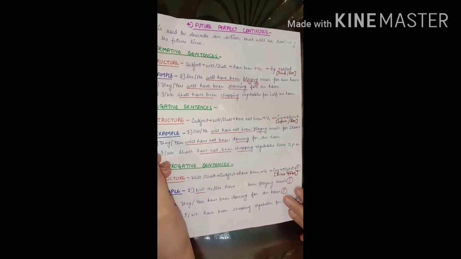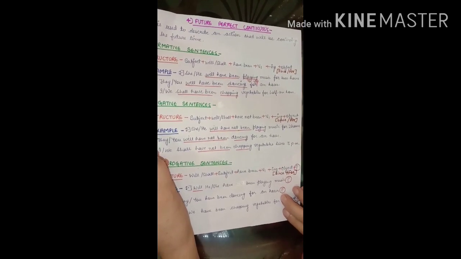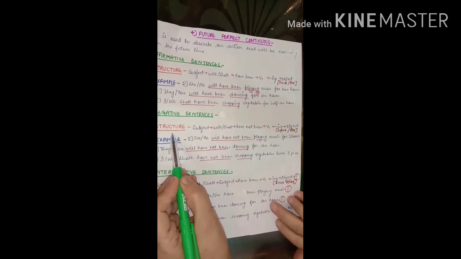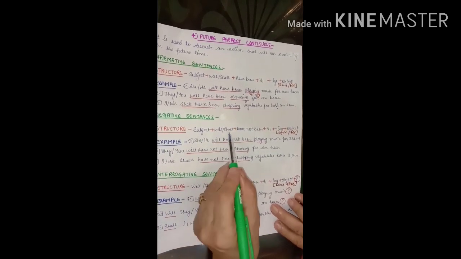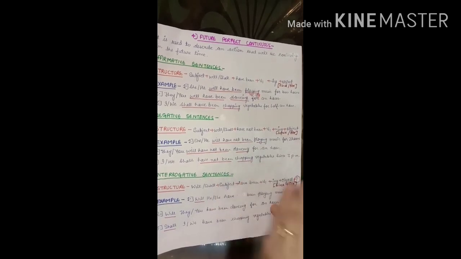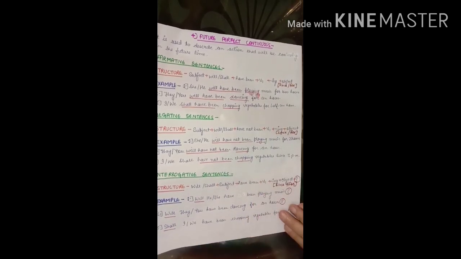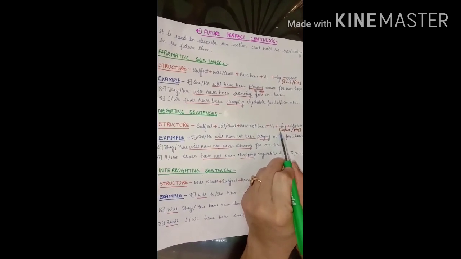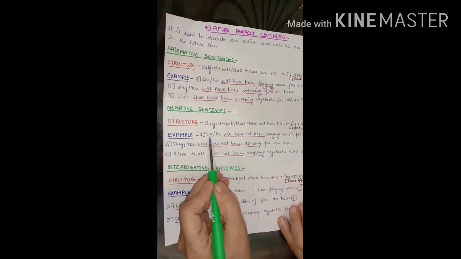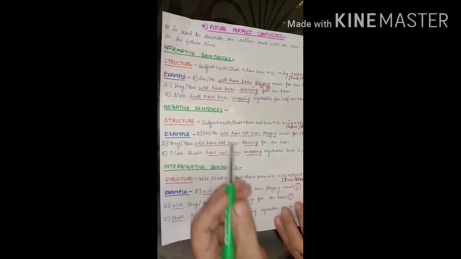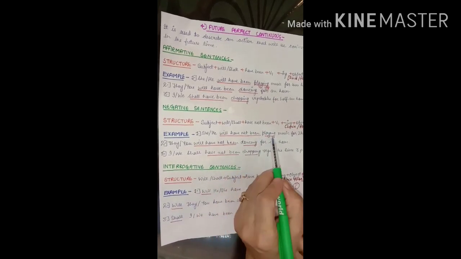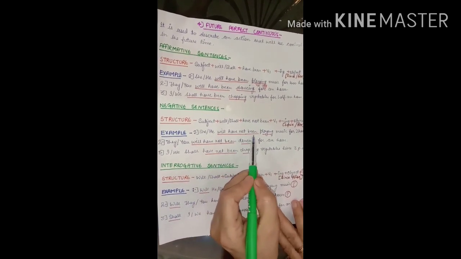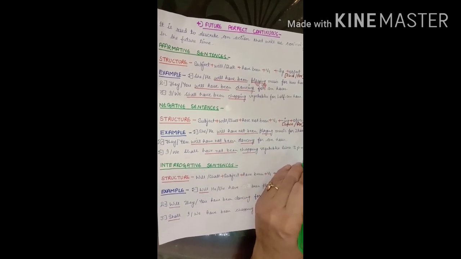Negative sentences. When we refuse something or we deny something, we use negative sentences. Structure of negative sentences will be subject, will have or shall have not been, first form of verb with ing, object and since or for as per given point of time or period of time. Example, she or he, both are singular. She will have not been playing music for 2 hours. He will have not been playing music for 2 hours.